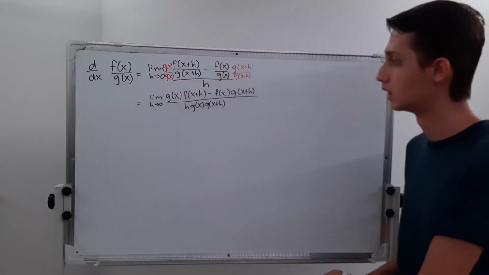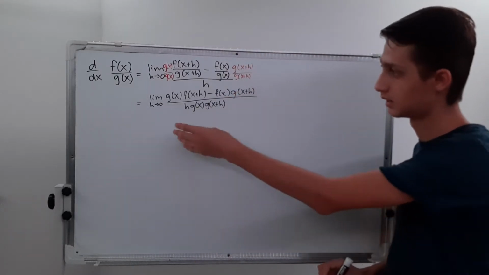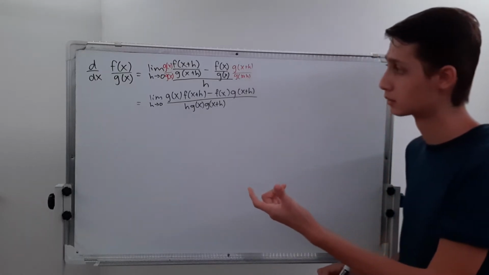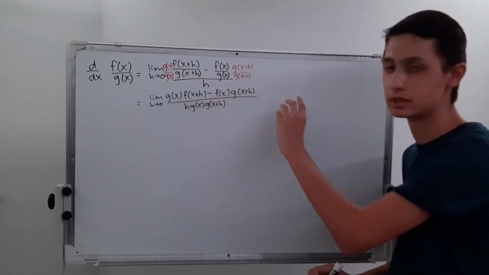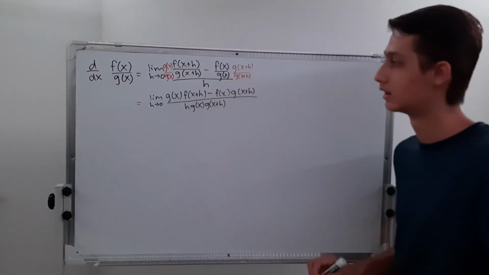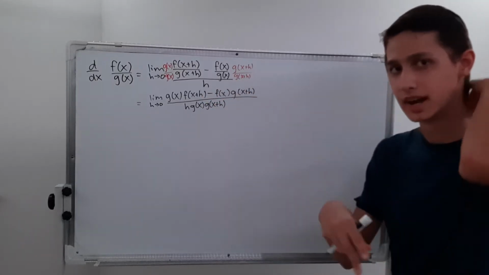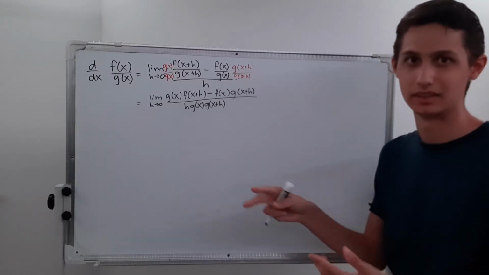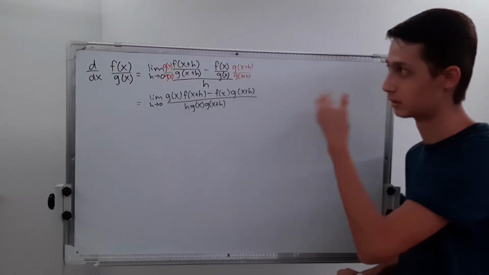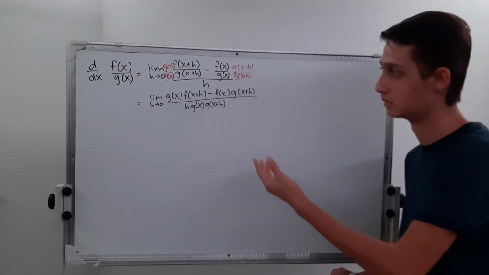Okay, so we have this. And we can't really do much with this, but like we did with the product rule video, we can add something and subtract something from the numerator. When we add and subtract the same thing, it just cancels out to zero, but it will help us with figuring out what this is actually equivalent to.